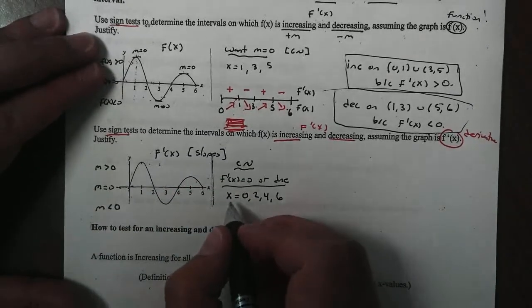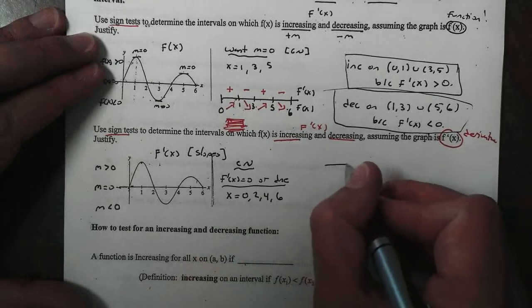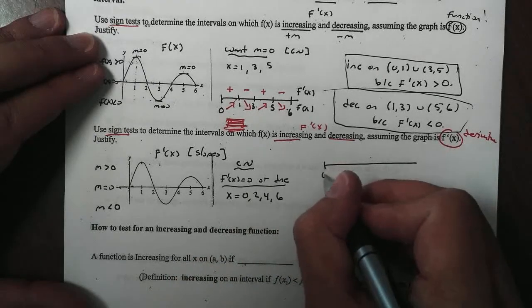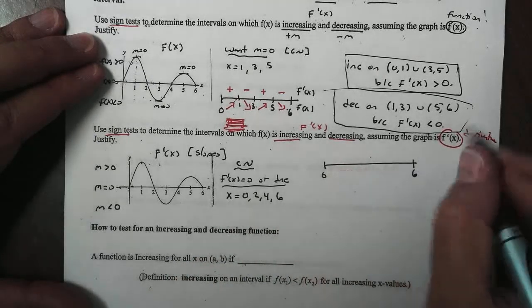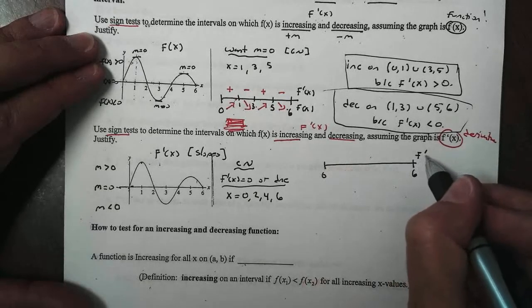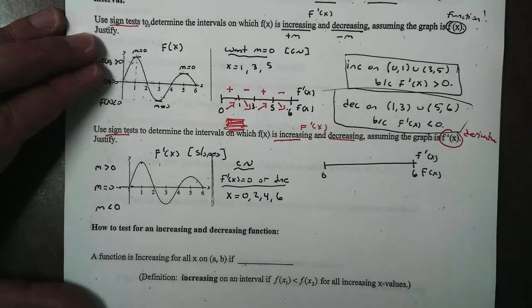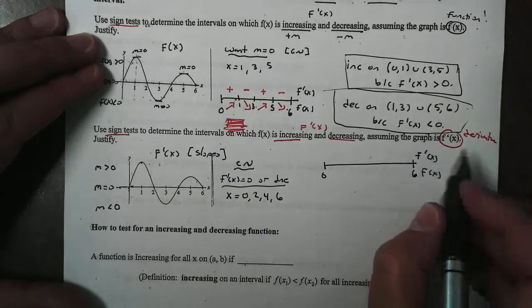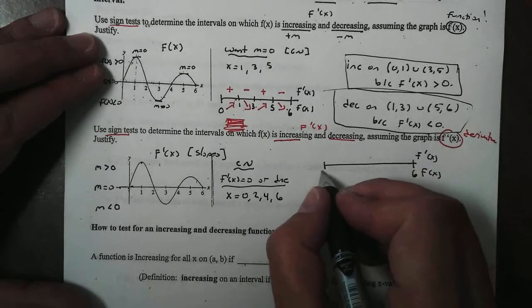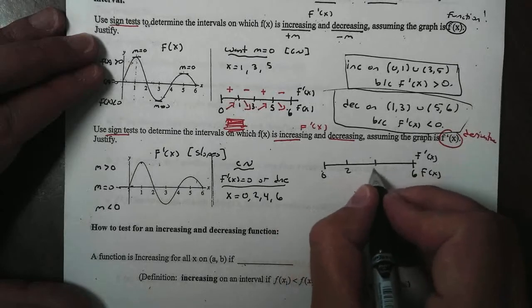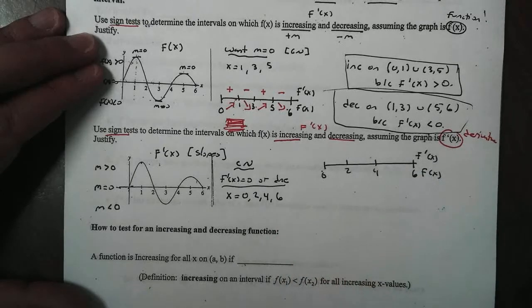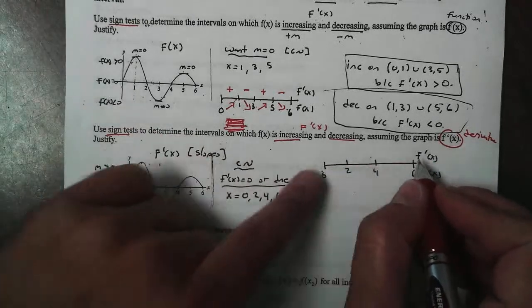Next, I'm going to do my sign chart. My domain is 0 to 6 still. On top is going to be my derivative. Now notice, you should write this out. AP is looking for you to get a 5, so show your work. I put my critical numbers, 0, 2, 4, and 6. And now I want to find out their signs.